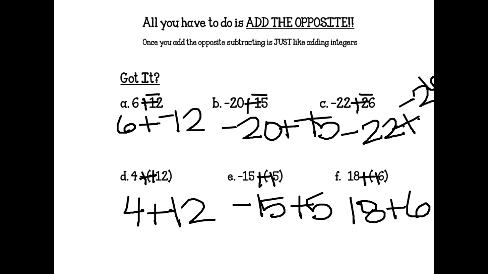Adding the opposite is something you will be doing. If this last minute did not make sense to you, watch it again. If it still doesn't make sense to you, let's talk about it tomorrow, because adding the opposite is literally something you will do all year long. Every time you see a subtraction problem, you add the opposite, and it makes everything make more sense.